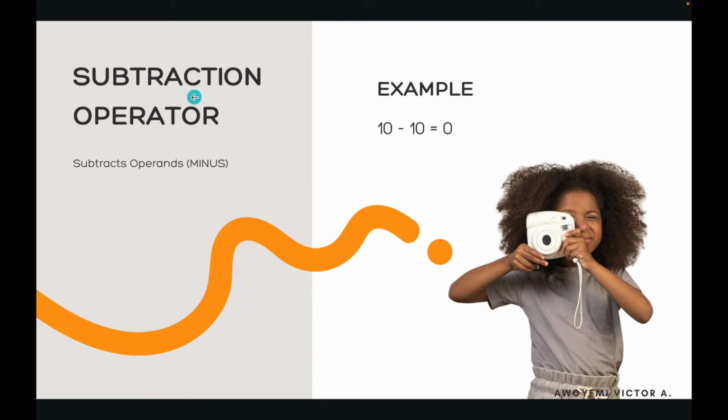Now let's talk about the subtraction operator. The subtraction operator subtracts operands. So you subtract the right operand from the left operand. For instance, 10 minus 10 will give us 0. So this 10 is the left operand and this 10 is the right operand. The function of this minus operator, the subtraction operator, is to remove the right operand from the left operand, which equals 0.